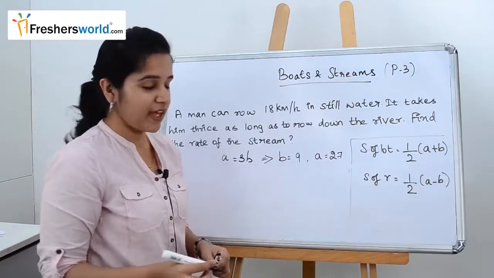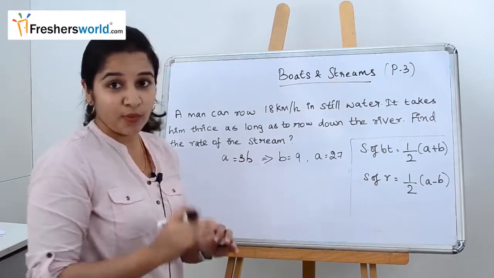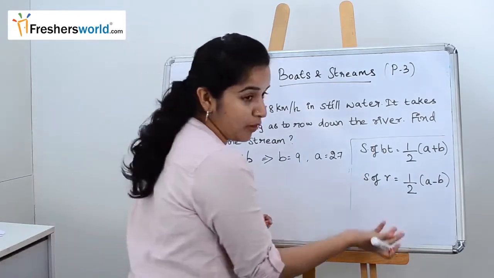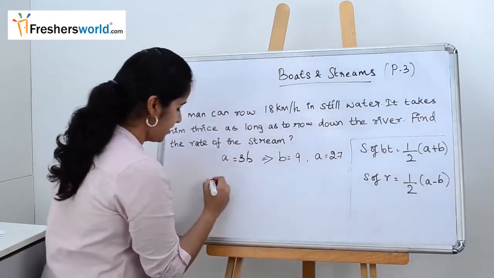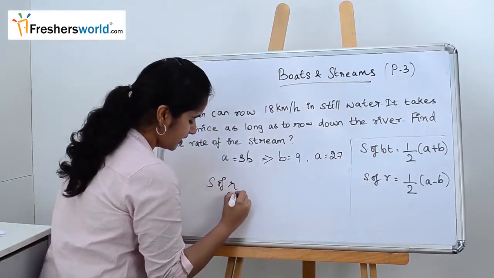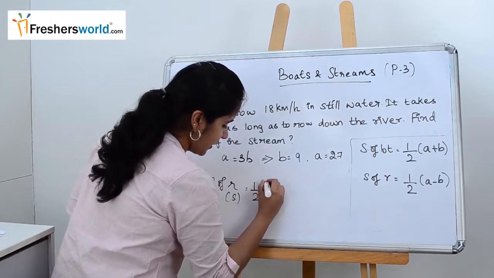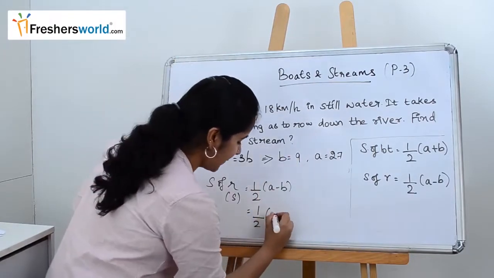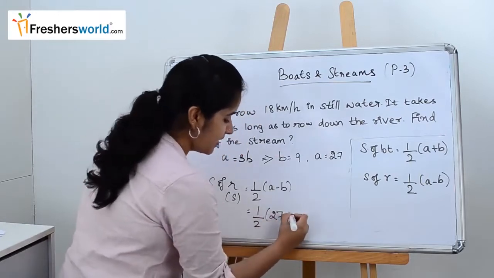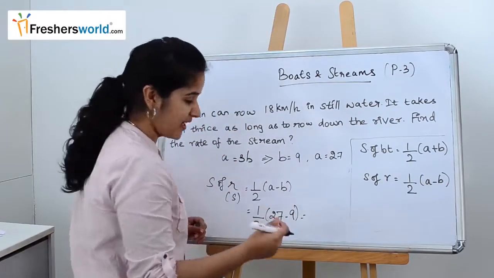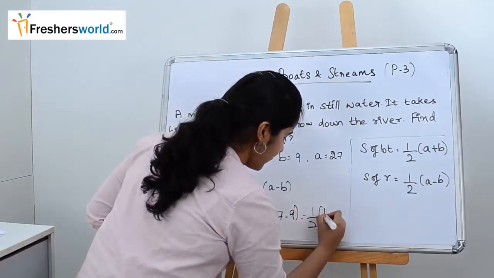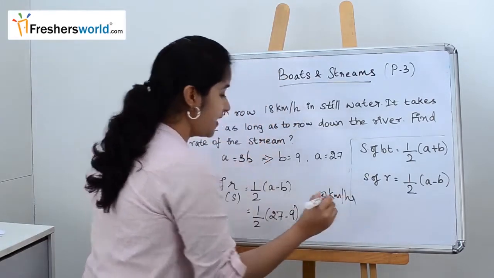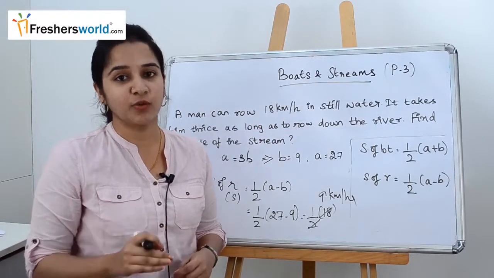So now we know the value of b and a. What is the question? Find the rate of the stream. We know the rate of the stream formula is nothing but half (a minus b). So speed of the river or the stream is equal to half (a minus b). What is the value of a? 27. What is the value of b? 9. So 27 minus 9 is 18, and half of 18 is nothing but 9. So speed of the river or stream is 9 kilometers per hour.